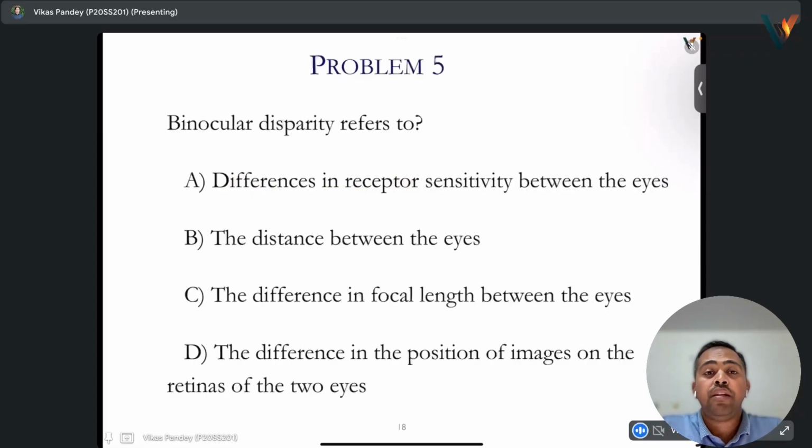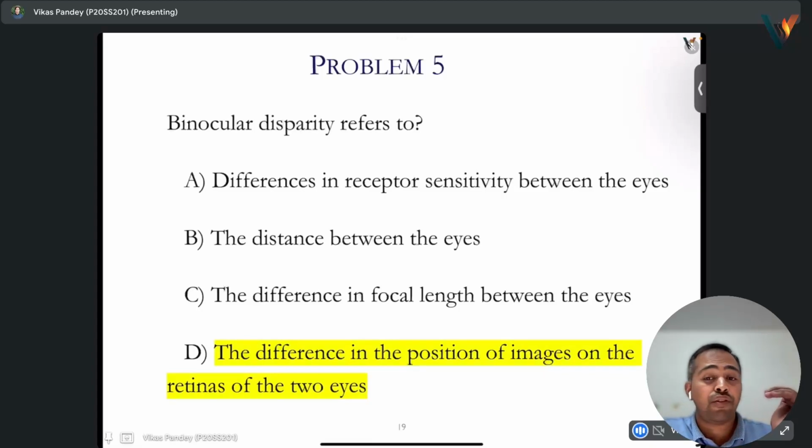Binocular disparity. Whenever we talk about bi, that means two. So binocular disparity refers to the difference in receptor sensitivity between the eyes, the distance between the eyes, the difference in focal length between the eyes, that is one eye having a different focal length from the other eye, or the difference in the position of the image on the retina of the two eyes. So what can be the answer? So the answer is the difference in the position of images on the retinas of the two eyes.